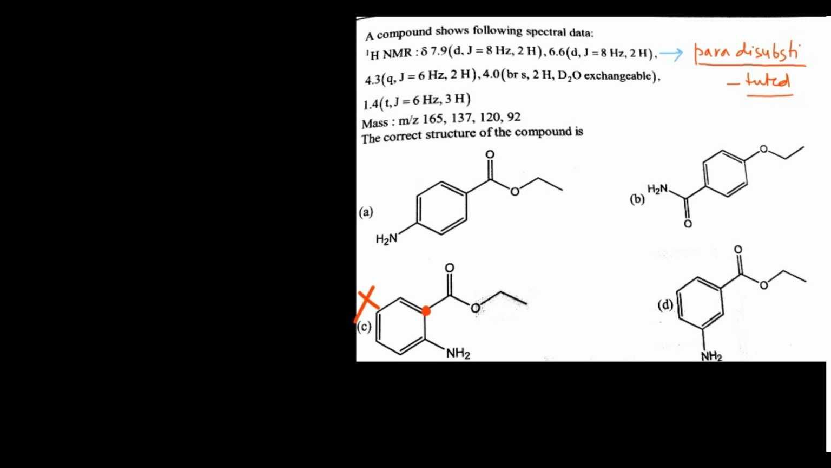If this is the functional group, this carbon is the ortho carbon, so this is ortho, so you can discard this. And if this is the functional group, this is ortho, this is meta, so this is meta substitution. So straightforward, you can discard option C and option D.